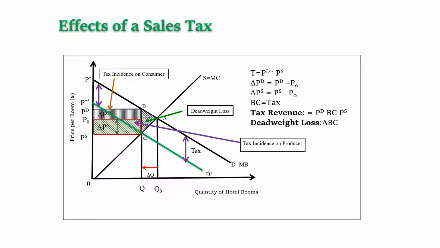If demand is less elastic, then the deadweight loss is smaller. The distortive effect of tax is smaller the more inelastic the demand. And the more elastic the demand, the greater the distortive effect of taxation, the greater the deadweight loss.